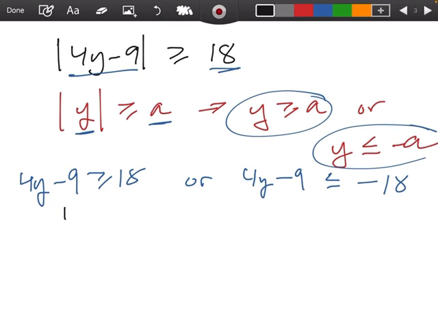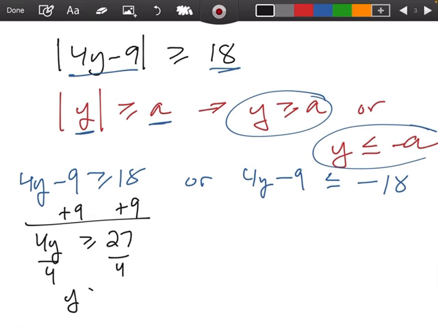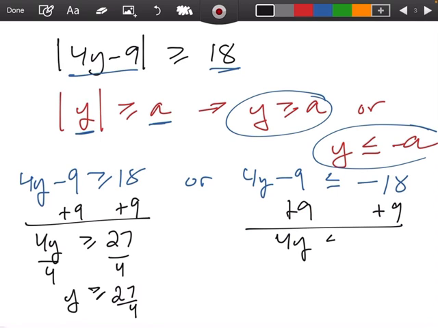Okay, so now I'm going to solve each of these individual inequalities. I'm going to add 9 to both sides. This is going to leave me with 4y is bigger than or equal to 27. When I divide both sides by 4, I get y is bigger than or equal to 27 over 4. I'm going to do the same thing here. I'm going to add 9 to both sides. 4y is less than or equal to negative 9. So I divide again by 4, and y is smaller than or equal to negative 9 over 4.